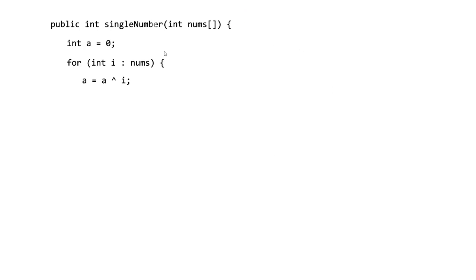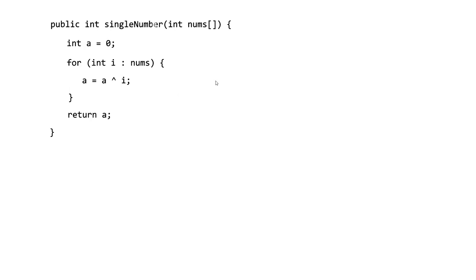So for example, if the first number is 4 and a is 0, 0 XOR 4 is just going to be the 4. And it'll go through all the numbers, and the only thing left in a should be the one number that doesn't have a match. And then we're just going to return that. And that is the entire method.